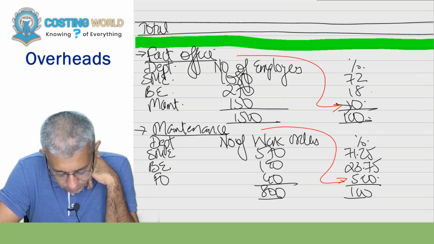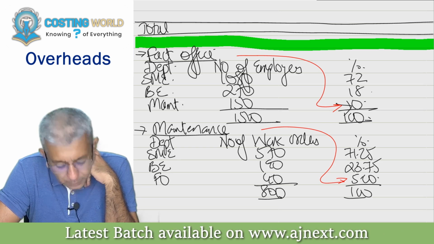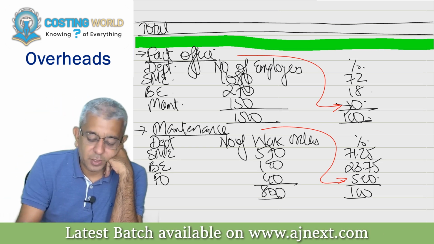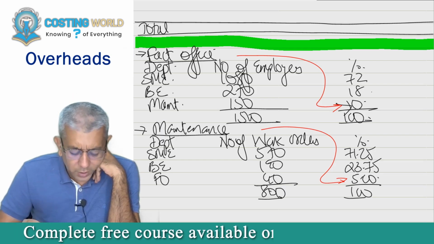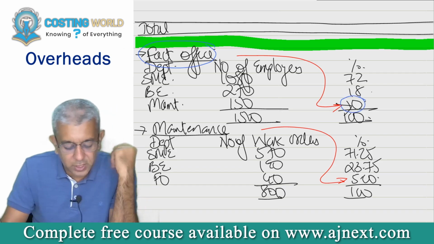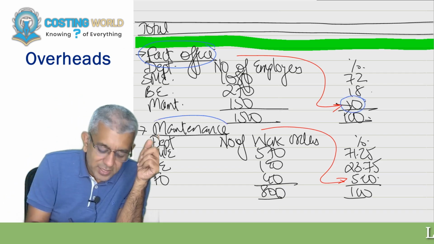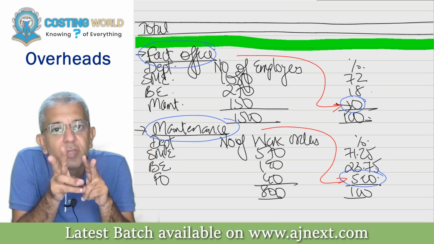Because it gives a greater percentage to maintenance, as compared. Perfect. What she said made sense. Factory office serves maintenance to the extent of 10%, whereas maintenance serves factory office to the extent of 5%. Logically, both of them are serving each other.